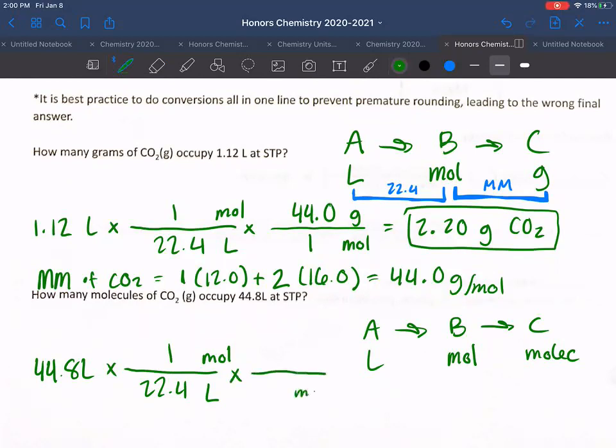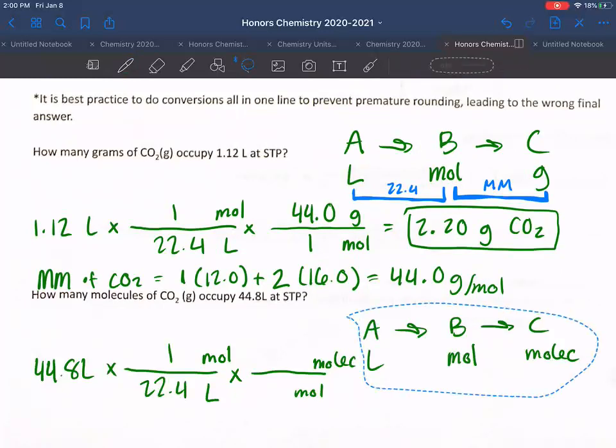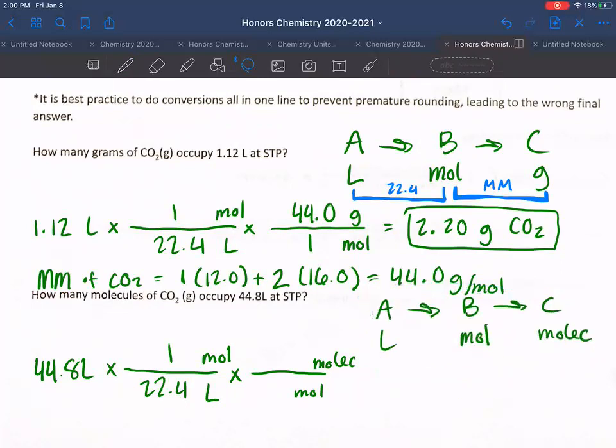And then we're going from moles to molecules. I'm gonna move this up. And that is 1 mole, 6.022 times 10 to the 23rd. Put that all in your calculator, you get 1.20 times 10 to the 24th molecules.